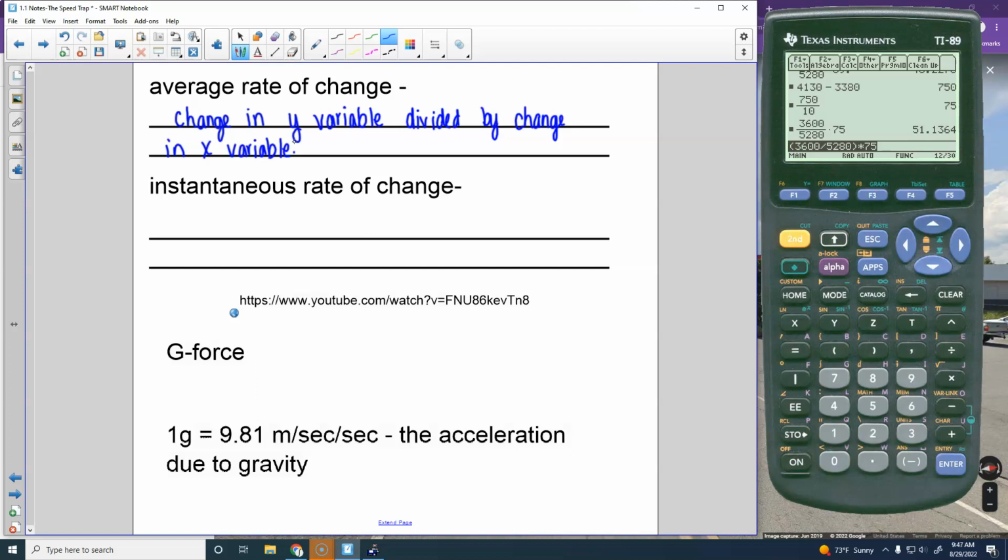Instantaneous rate of change is going to be the slope of the tangent line. We still find slope using change in y over change in x, but it's not of a period of time. It's at the tangent line there.